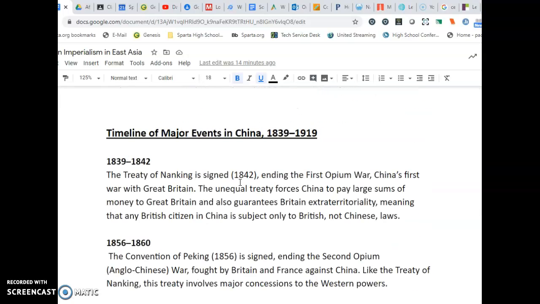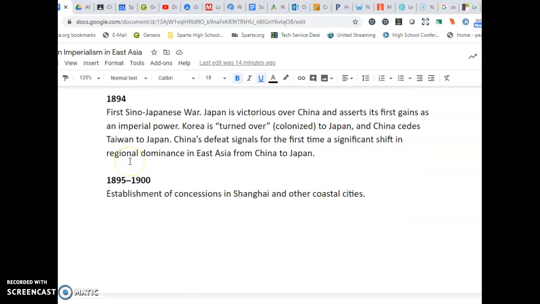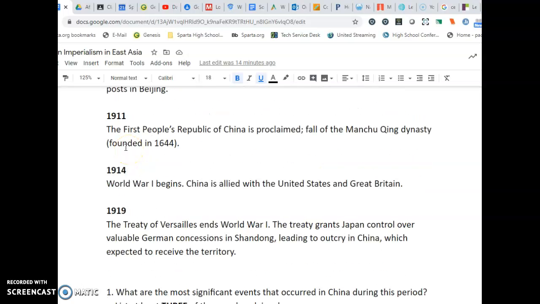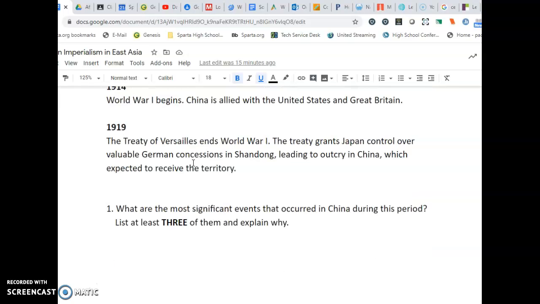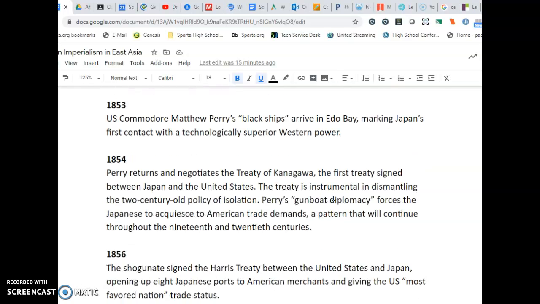And it starts in regards to China in the year 1839, and it goes all the way through the 19th century into the 20th century, the year 1900 with the Boxer Siege or the Boxer Rebellion, 1911, all the way up to the Treaty of Versailles, 1919, which ended the First World War or World War I. So you are to look at this timeline and you are to pick 3 events that you feel were the most significant in China during this time and explain why. And again, you're going to do the same thing for Japan.